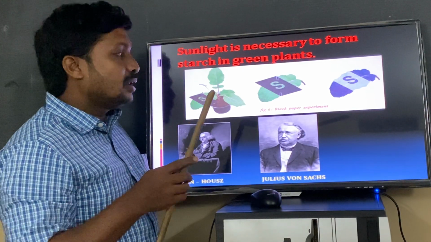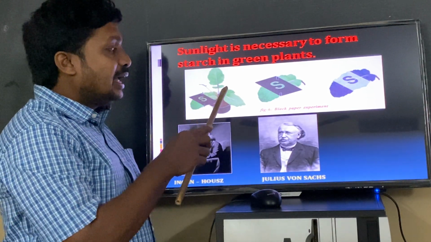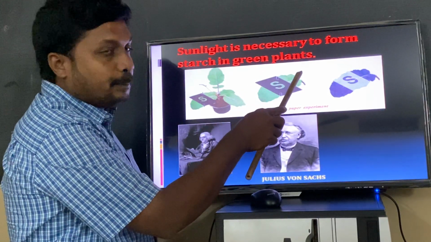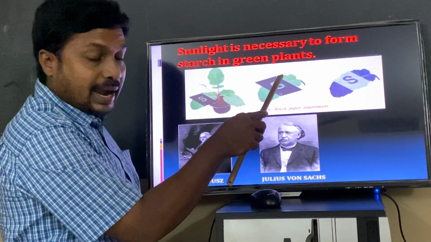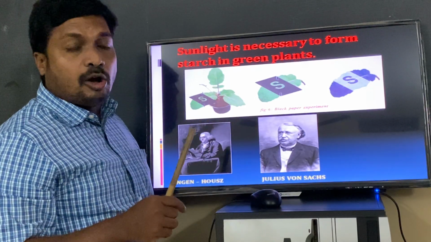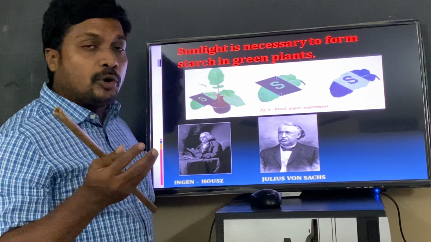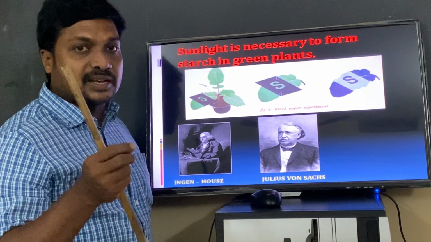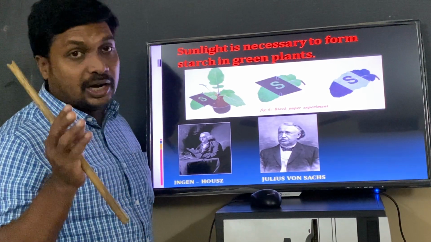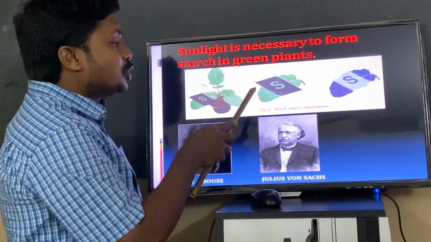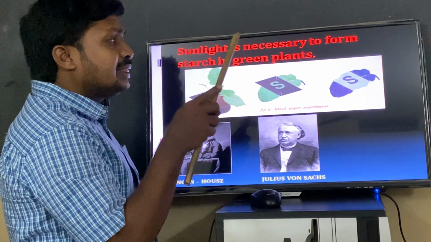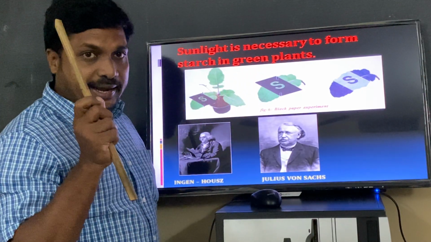After that, observation. Cut the leaf from the plant and test for starch. Already we know the procedure to test the presence of starch in green leaves. Already we learned in previous classes. So test for starch.